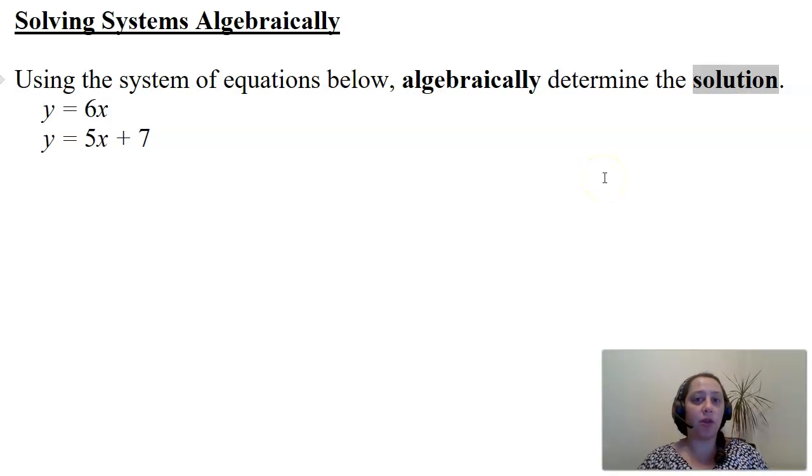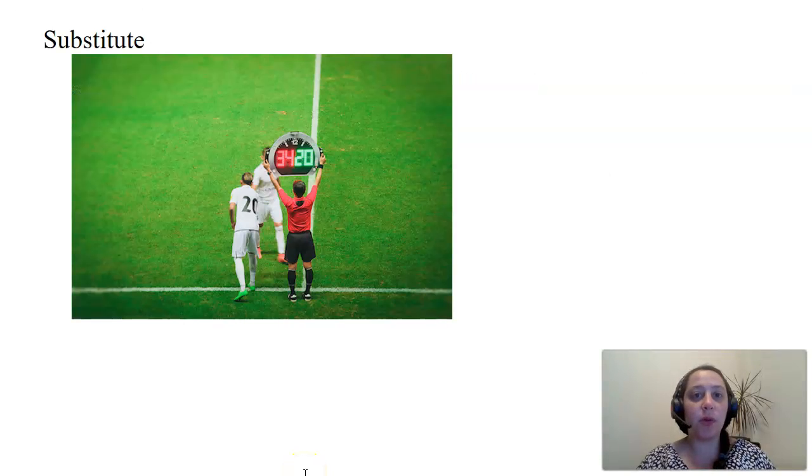One way we can solve systems of equations algebraically is by substituting. You might know the word substitute from soccer when a player goes out and another player goes in instead of them. So this player, number 34, is leaving the game, and number 20 is replacing them. Number 20 is substituting for this player. So we're going to substitute as well in our equations.